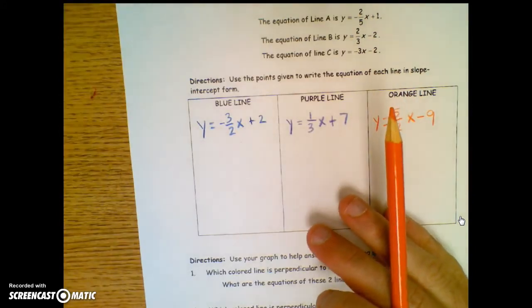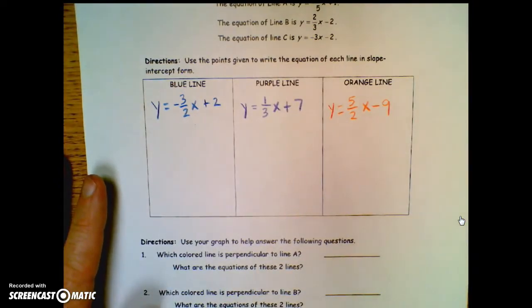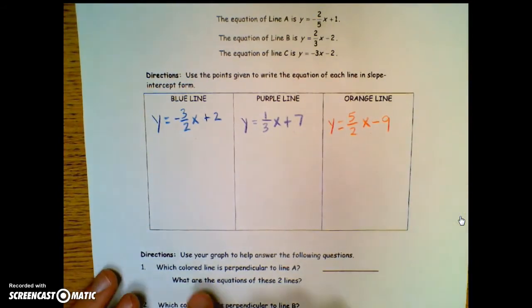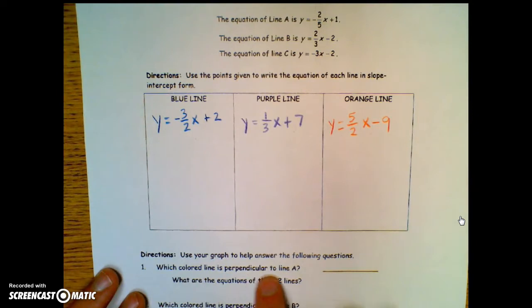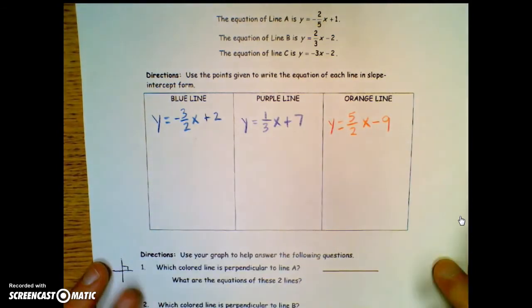So let's do some comparisons and see what we can find out about the relationships between some of these lines. The first question asks, which colored line is perpendicular to line A? Again, remember, perpendicular means they make that nice T shape where there's a right angle.